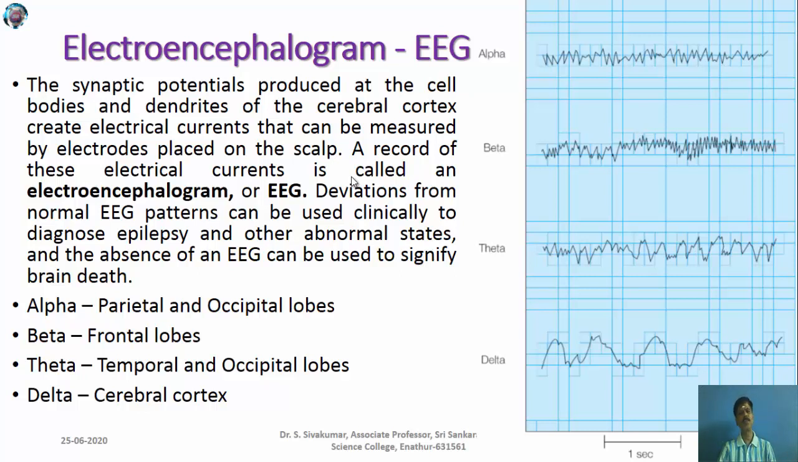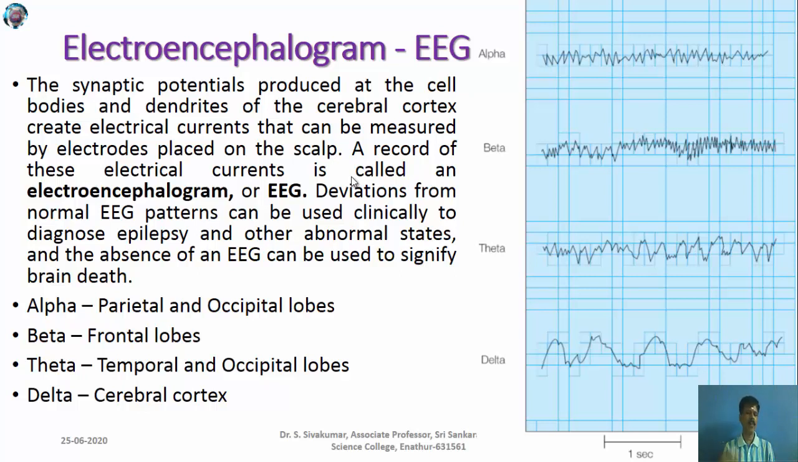The synaptic potentials produced at the cell bodies and dendrites of the cerebral cortex create electrical currents that can be measured by electrodes placed on the scalp. So this record of the electrical current is known as the electroencephalogram, EEG. We have different types of EEG.